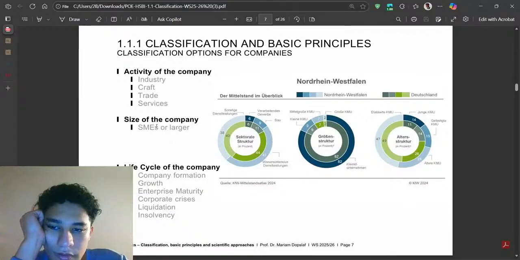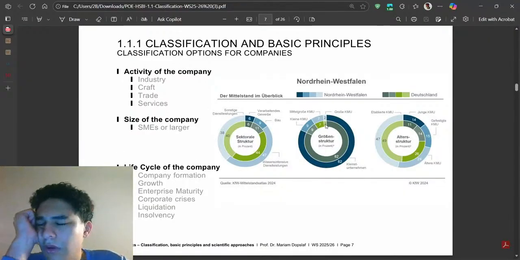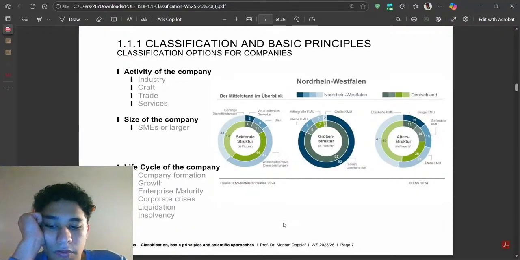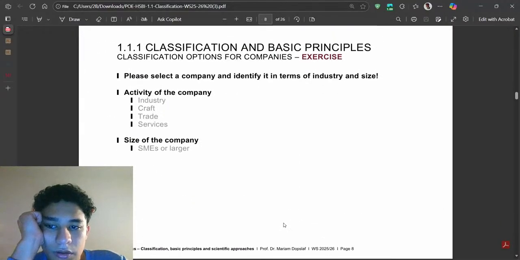SMEs, what does SMEs mean, by the way? Life cycle of a company: it starts as a company formation, then it starts to grow, and then enterprise maturity is basically balanced or stable. Corporate crisis is when something happens that leads to a crisis in the company, and then to resolve everything we have to do the liquidation process, and then insolvency, and then the company is gone.